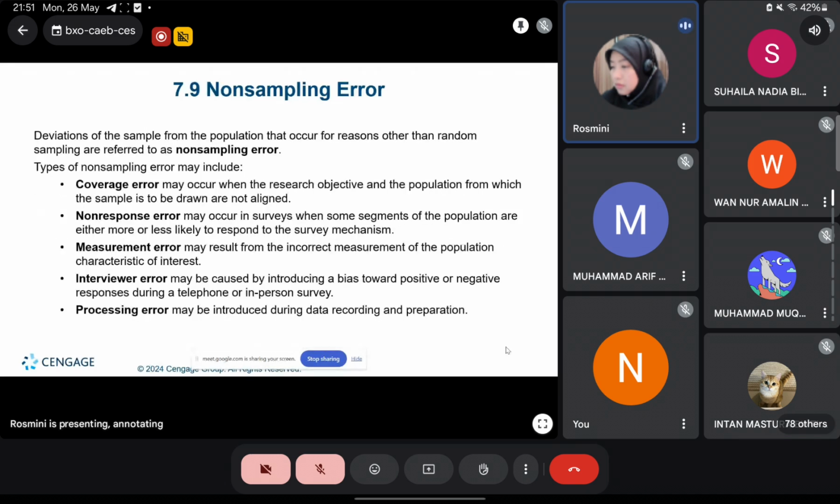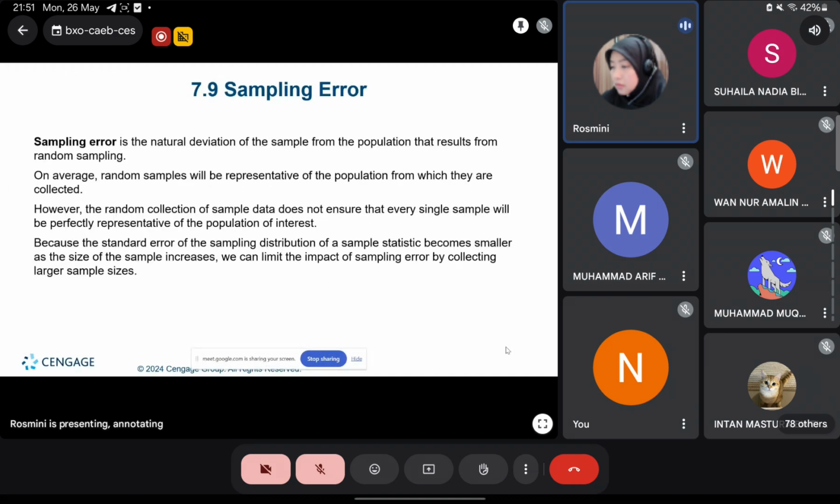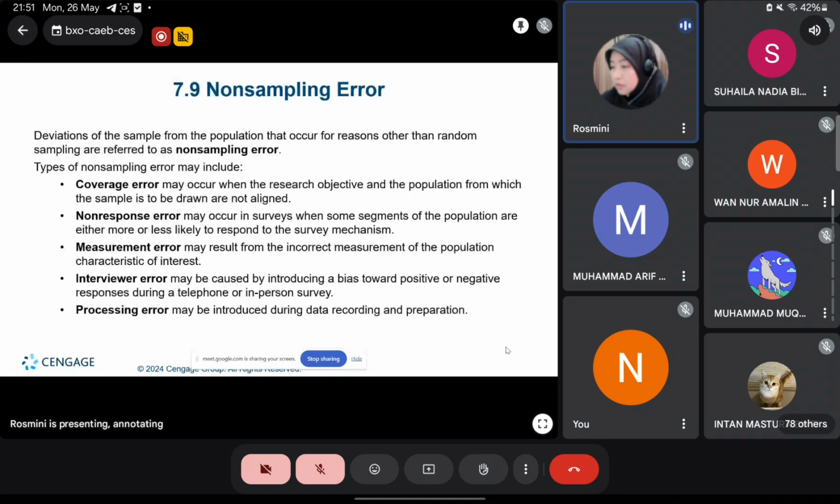Then non-sampling error. The sampling error is the error caused by your sampling. When you do your sampling, there's an error because of that. But there are errors which are not because of the sampling. The first type of non-sampling error is coverage error.